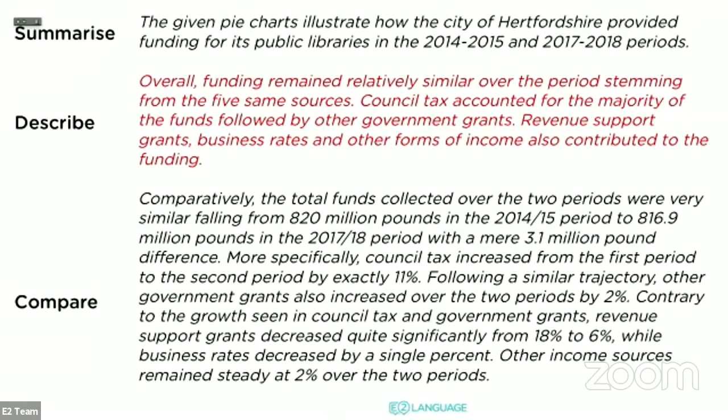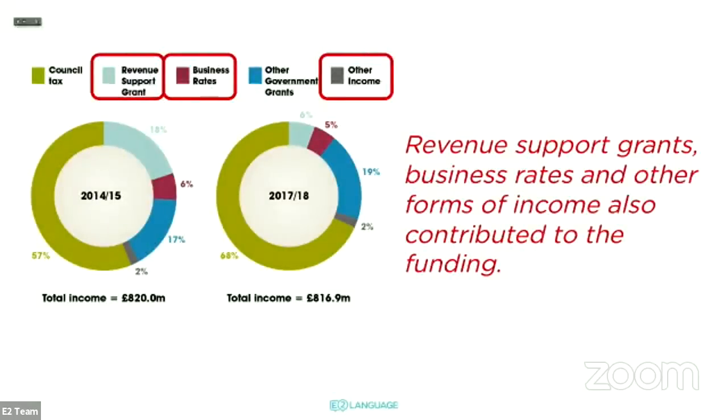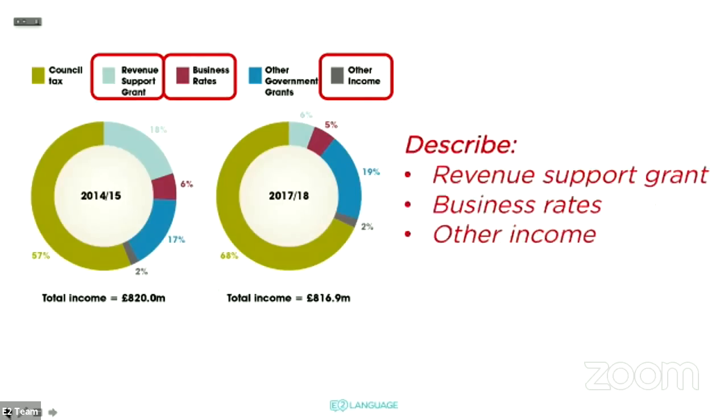Fine. I didn't mention anything about decreasing, but I think you probably could. I think you could say something like revenue support grant and business rates decreased over the period, while other income remained the same or something like that. So please describe, you can do these two or in a third sentence here or something like that. See how you go.